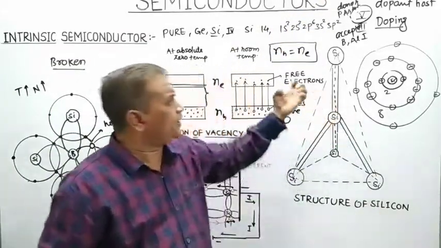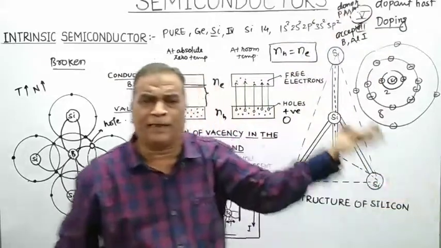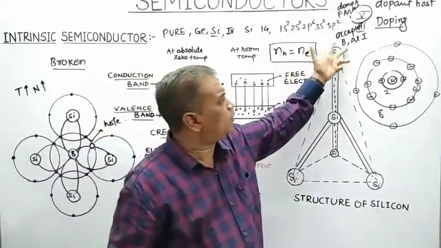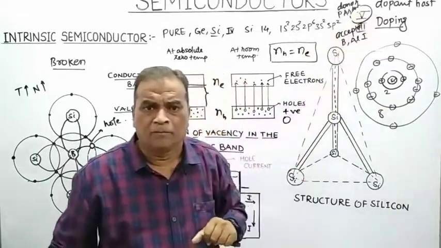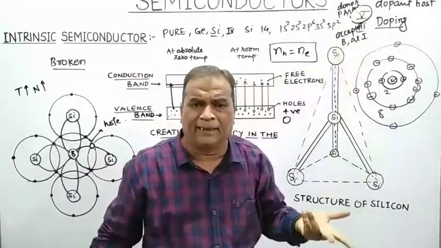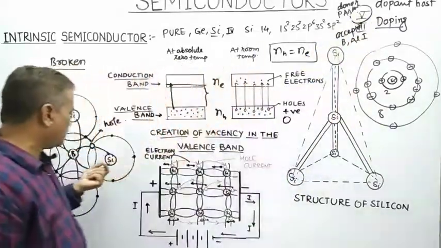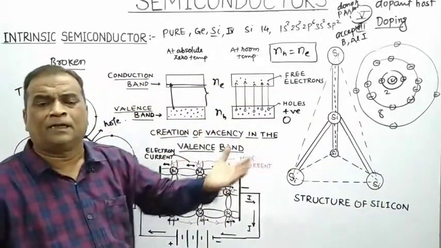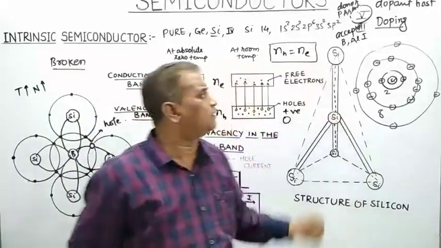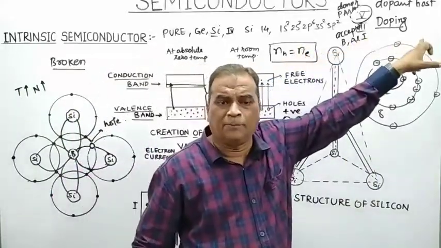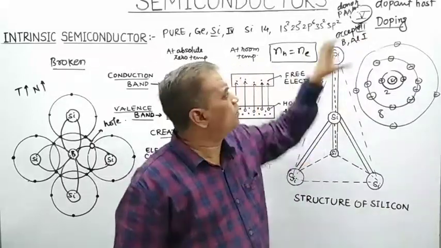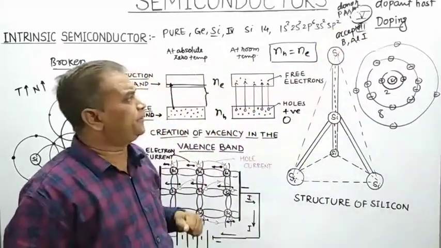Whereas when the impurity belonging to third group of periodic table, that means boron, aluminium or indium, is added, as they are trivalent in nature, absence of electron is nothing but presence of hole. Presence of hole is nothing but acceptance of an electron. So such type of impurity is known as an acceptor impurity.